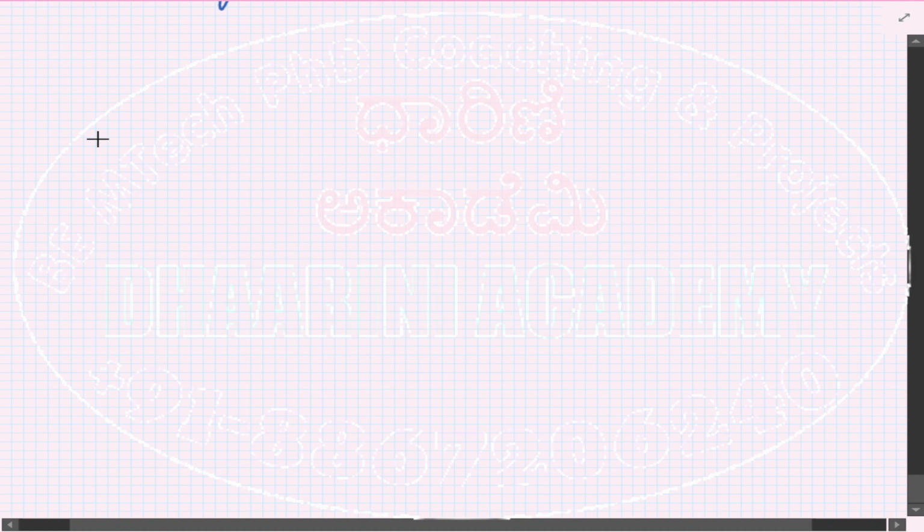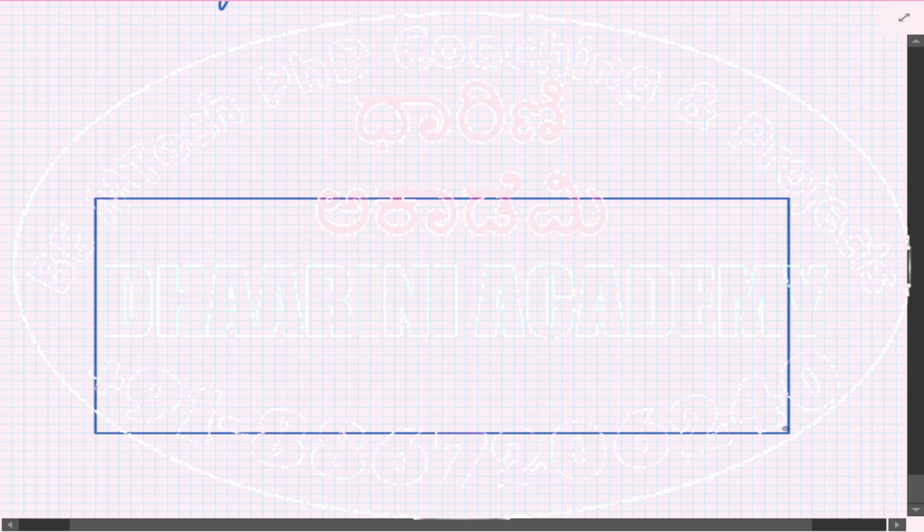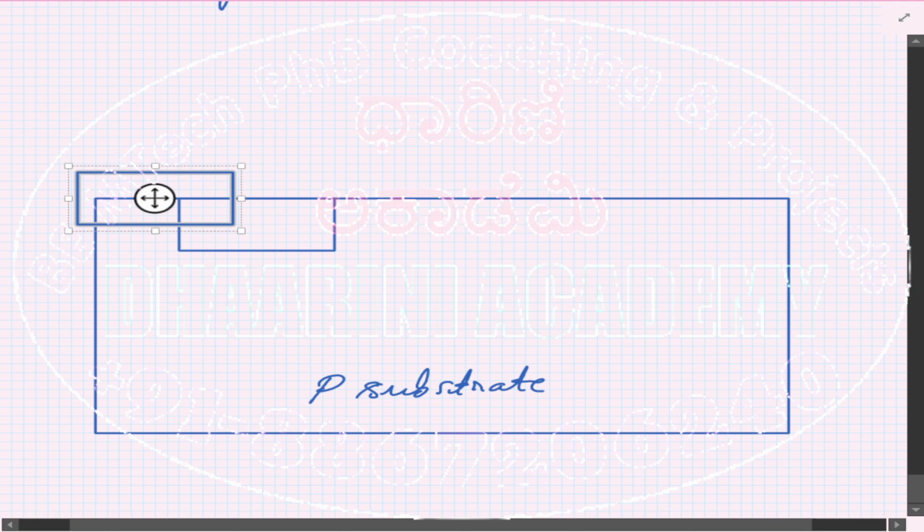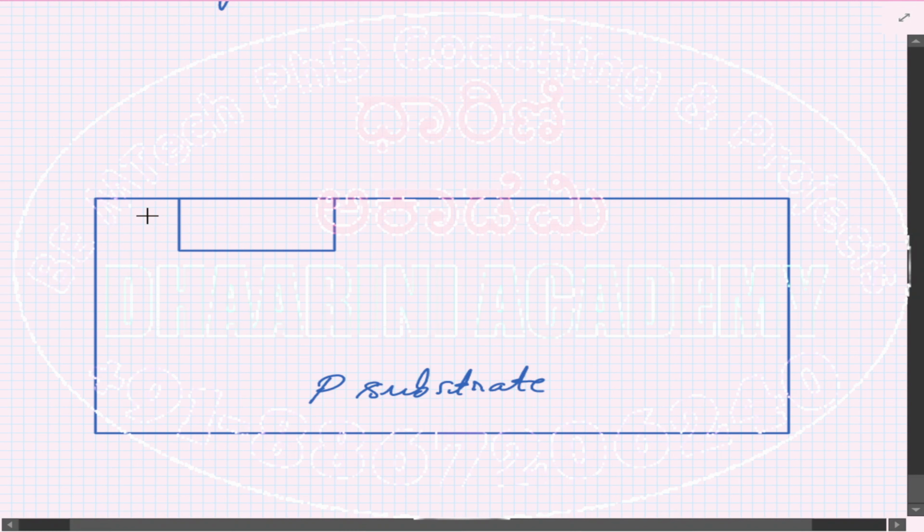So let's draw a diagram. This is the N type MOSFET. So I need to write a P type substrate. Then I will show you a little bit more detail. Previously I was drawing only one small layer here, but now I will draw two layers. I have to show you even the depletion region.